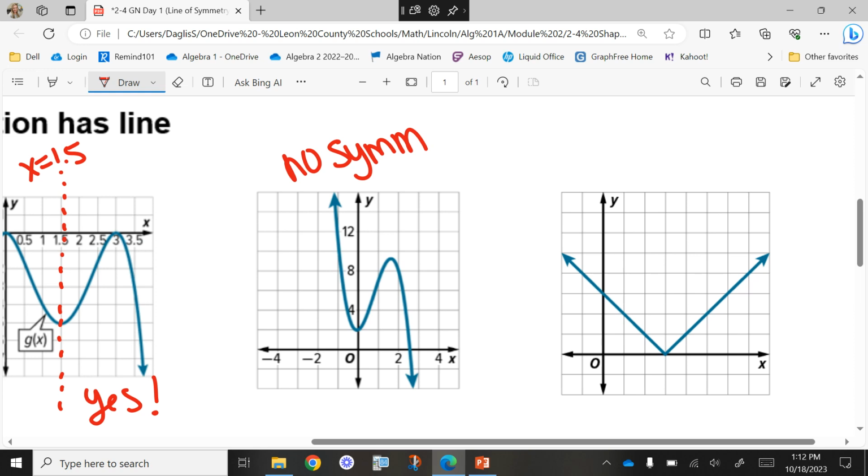All right, where can you do it? You can cut it in half and then fold it onto itself. All right, what x value is that happening at? 1.5. 1, 2. This one's at 3. Okay, so this is a yes.